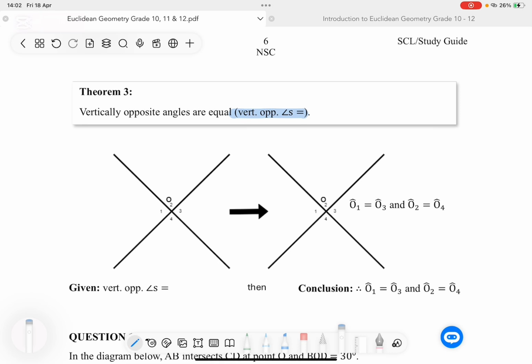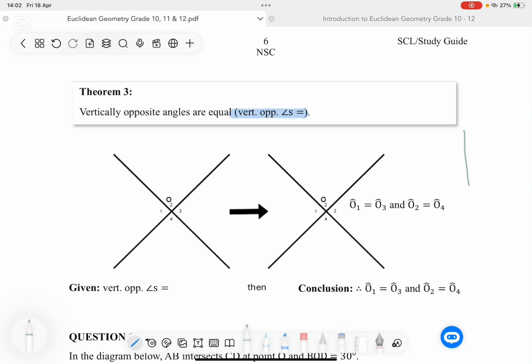However, when you look at angle 1 and 3, they are also opposite to each other, because they are in front of each other as well. But they are horizontal to each other. However, we don't call them horizontally opposite angles. We still call them vertically opposite angles. That's why I say this theorem is special. It is special in that the angles that are sitting like this, we still call them vertically opposite.